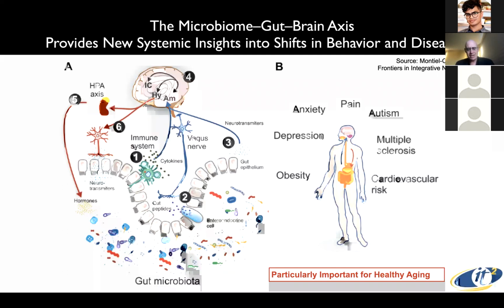As I mentioned, the gut is not Vegas, and what happens in the gut doesn't stay in the gut. The gut microbiome is important for a lot of phenomena throughout the body, including obesity, cardiovascular risk, pain, but even psychological and neuropsychiatric phenomena like major depressive disorder, multiple sclerosis, anxiety, and autism. And we're finding that the gut microbiome is particularly important for healthy aging, where we have a large-scale collaboration with IBM in that area that I'll talk more about later.